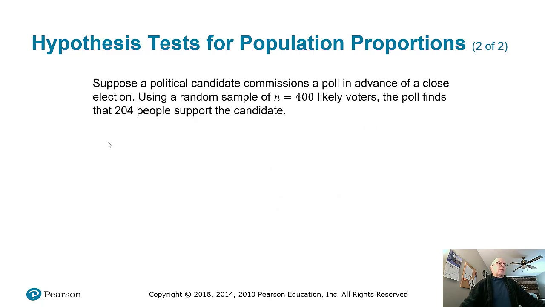Alright, example number 1. Now remember, this is population proportions, so we're talking about proportions, not means. We've been talking about means a lot this semester. So we're talking about a political candidate. We want to find out what's going on with the voters. Do we have a good chance of winning? Well, the poll finds that 204 people out of 400 support the candidate.